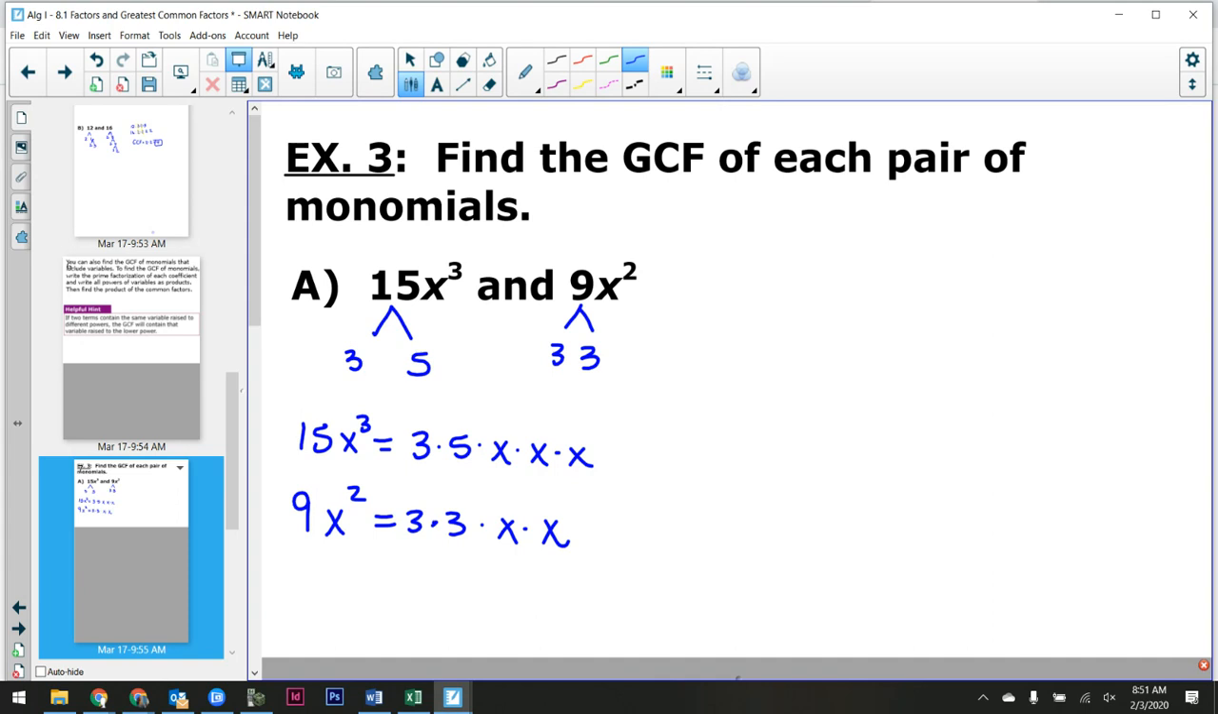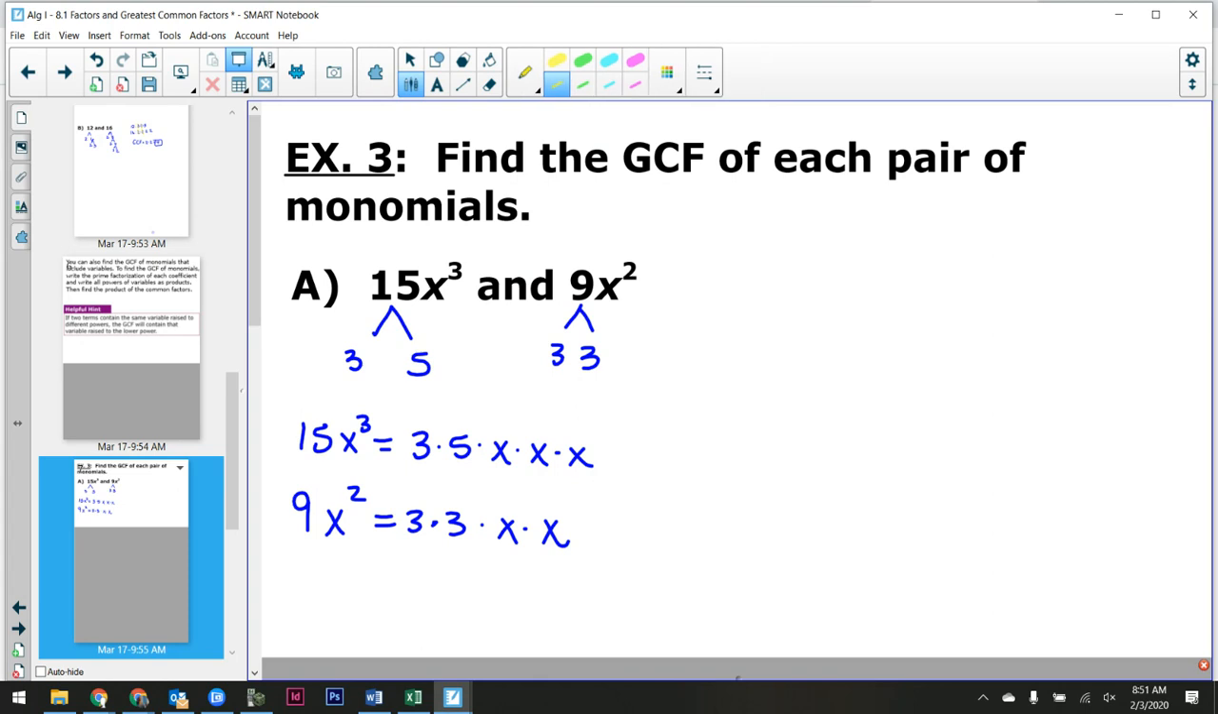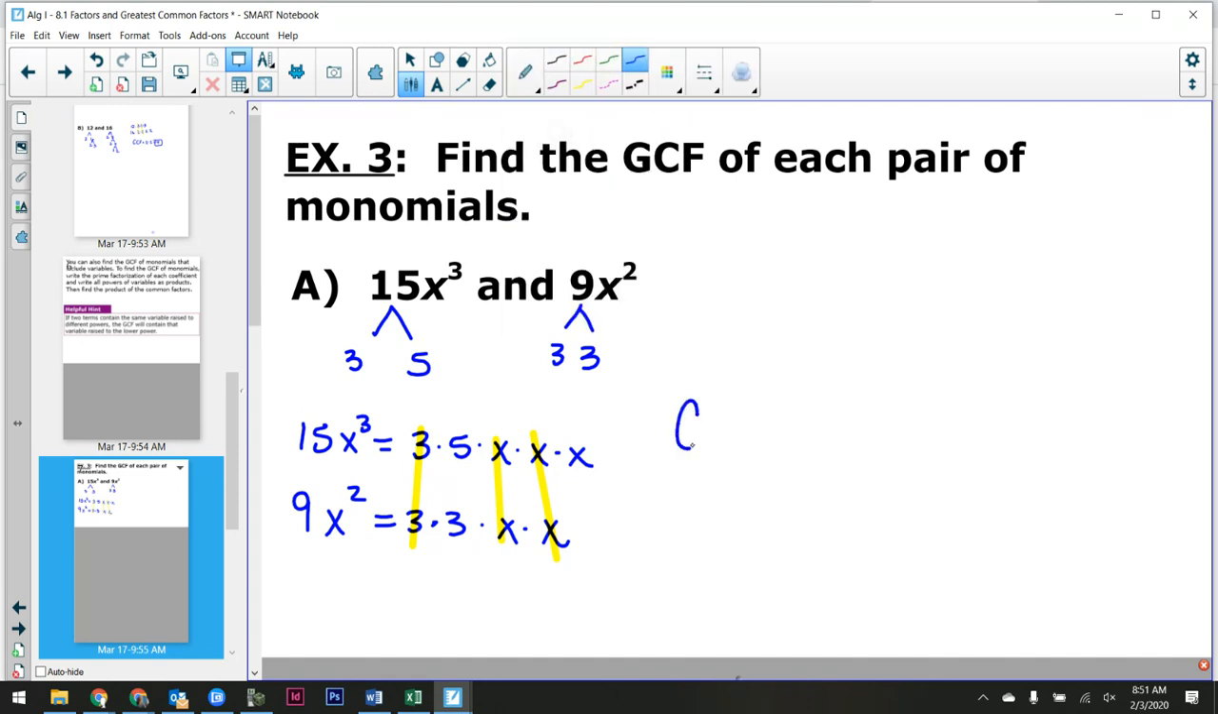So what did we do before? Well, we just not combined, but found common factors, right? So what's my GCF? Well, my GCF in this case is a 3, and then how many x's did we have in common? 2, right? Times x, which in other words is just 3x squared. That's my GCF.